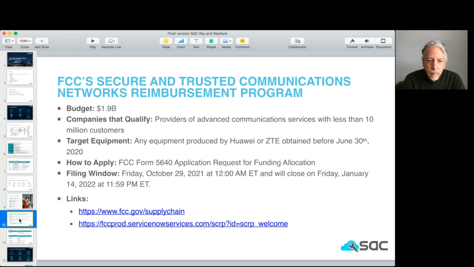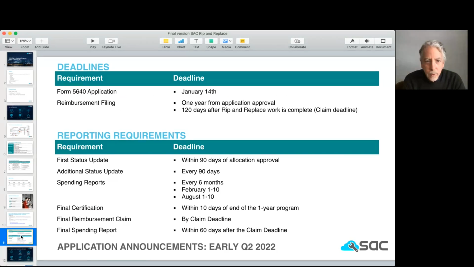14th at 11:59 p.m. And having submitted government applications before, I recommend you don't wait even that day. If you could do it the 13th, because there can be a rush to get stuff in, and then their servers are slow, and then you miss. So just a tip from someone that's come close to having that happen.